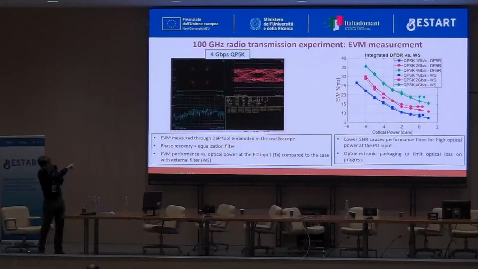The x-axis reports the optical power reaching the photodiode. So when we reach high optical power at a certain point, performance with integrated filters saturates, and this is, again, due to the optical losses that we surely have to improve. So this is the main reason why we compare with an external filter.